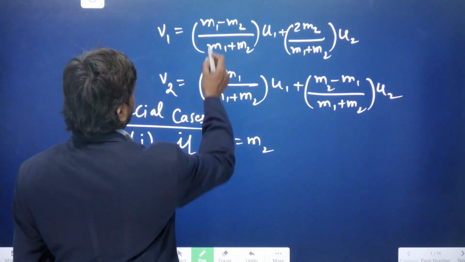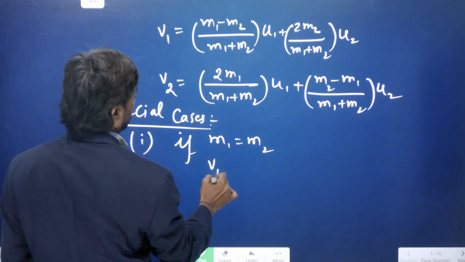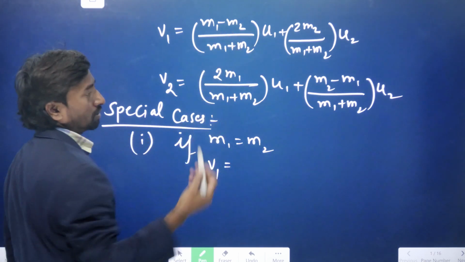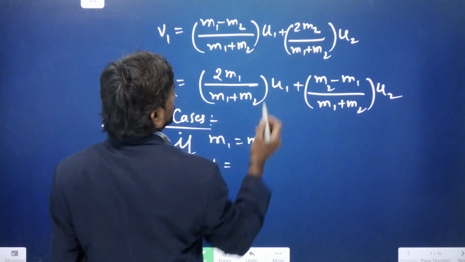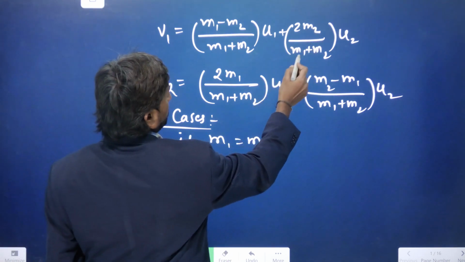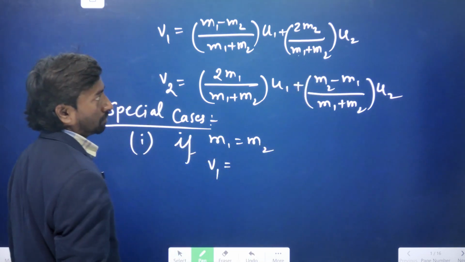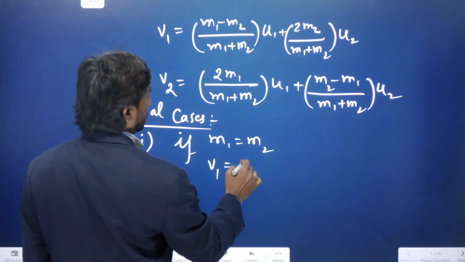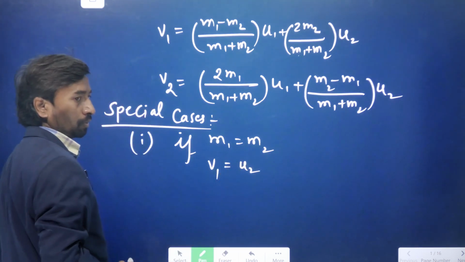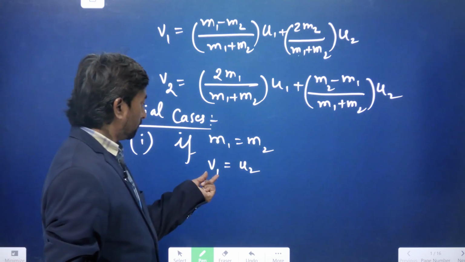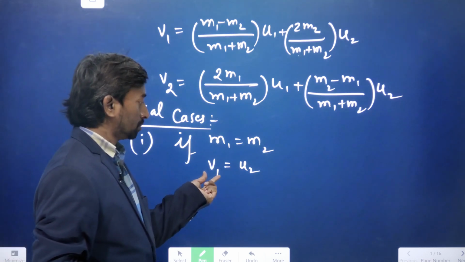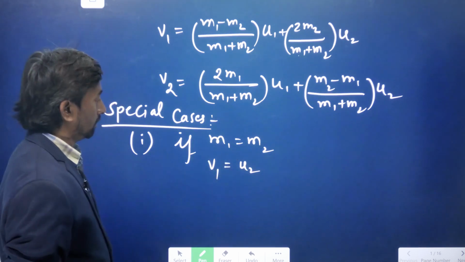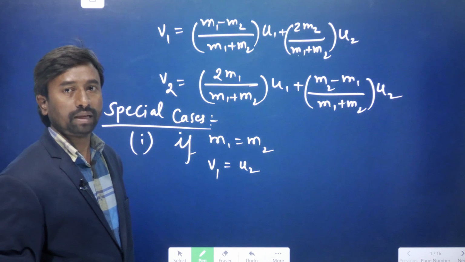If m1 is equal to m2, then m1 minus m2 becomes 0, so this total value becomes 0, and here we get 2m2 divided by m1 plus m2, that is 2m2 divided by 2m2, so we get u2. The final velocity of the first body becomes the initial velocity of the second body. The velocities are exchanged.